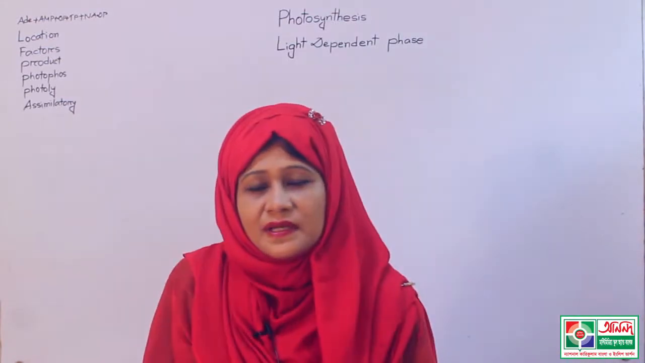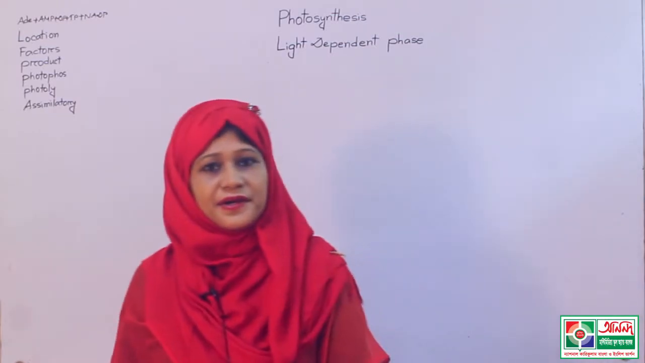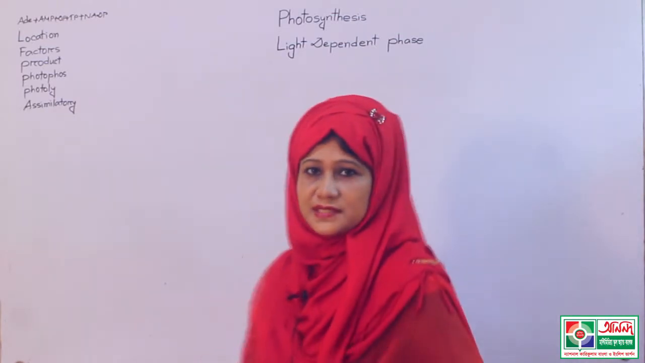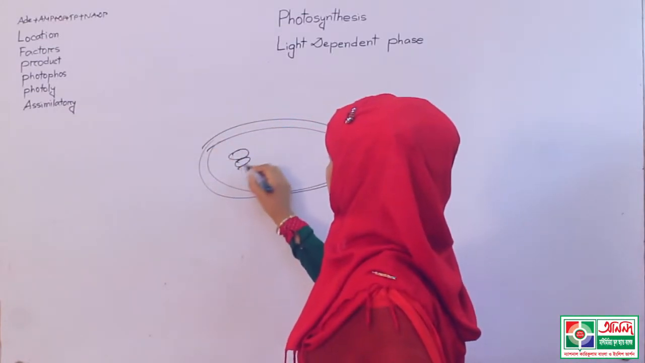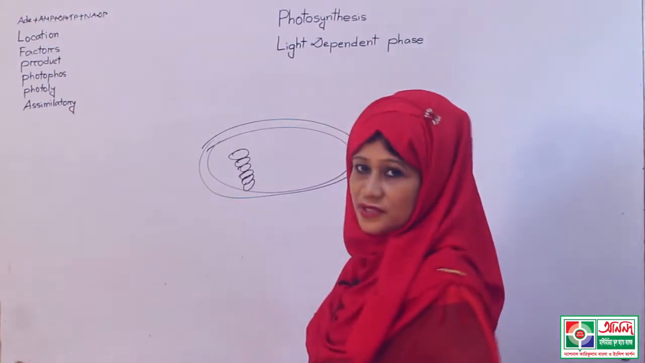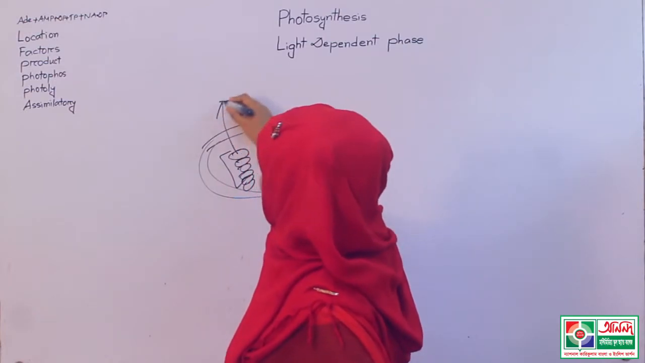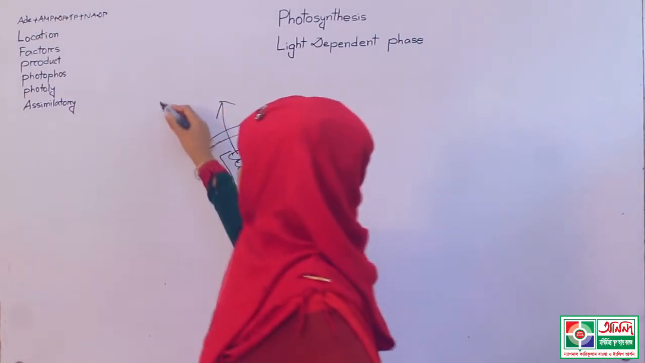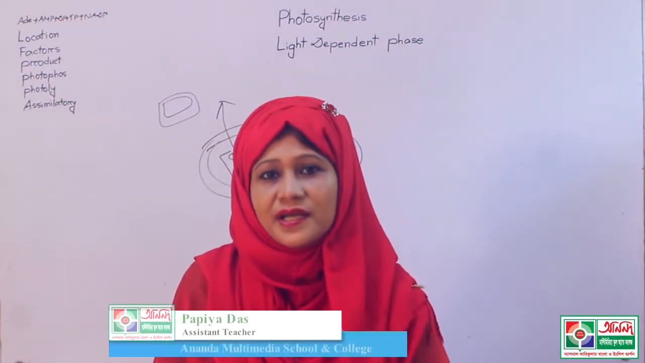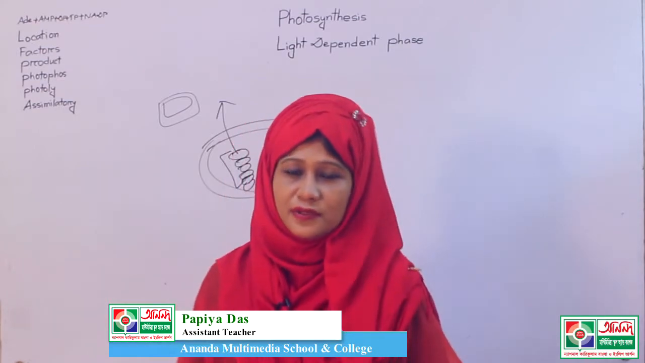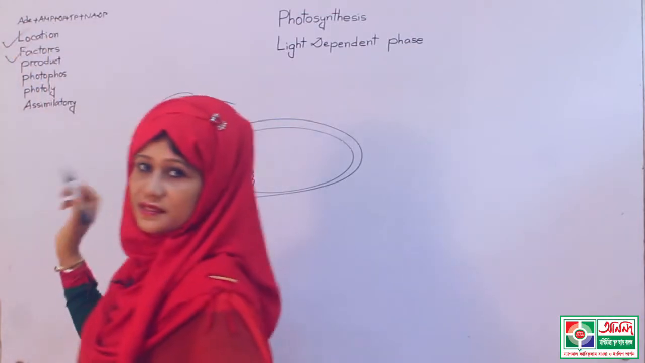Now the location. Light phase or light dependent phase takes place in the thylakoid of the grana of the chloroplast. This is a chloroplast. These are the disc-like, membranous structures. Altogether, these are known as the grana, and a single grana is known as the thylakoid, and the thylakoid is the place of the light phase. Okay, solar energy and chlorophyll play a very important role in the light phase. So these are the factors of the light phase, and the location is the thylakoid.